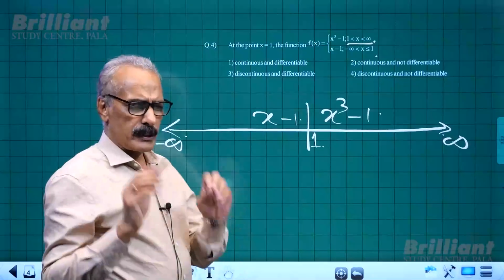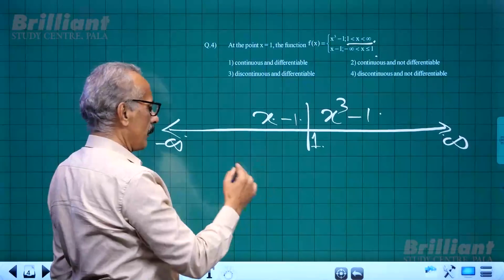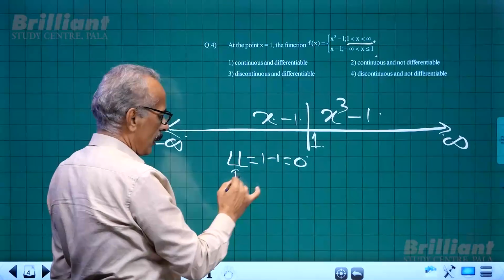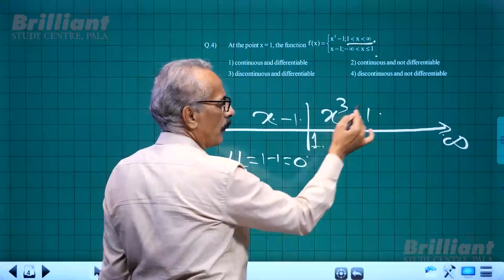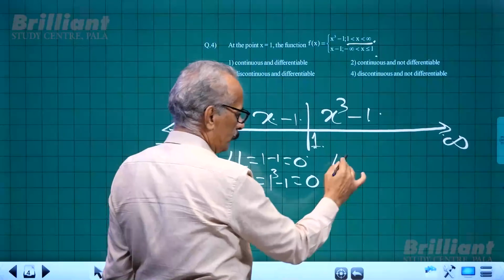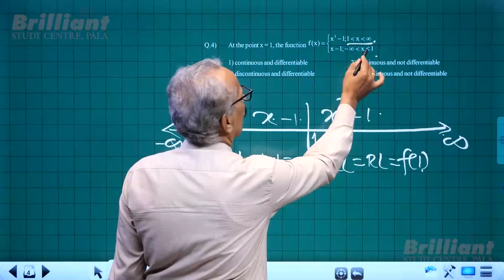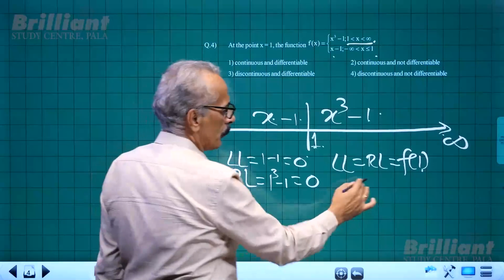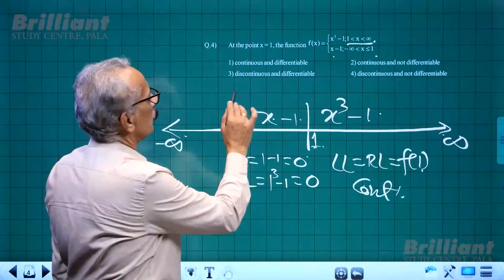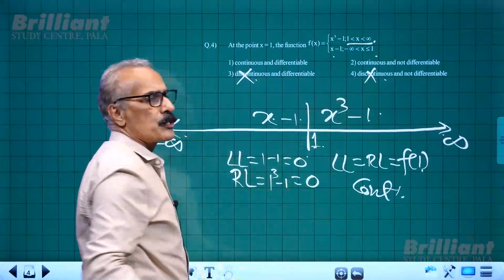Now, for that purpose, the easiest one is this. You just substitute 1 in the left side. That is called the left limit: 1 minus 1, that is 0. Right limit, you substitute x equal to 1 on the right side: 1 cube minus 1, that is 0. Left limit is equal to right limit, which is equal to f(1). 1 is included in the second one, that is 0. So it is continuous. So discontinuous is struck out, and this also is struck out. Continuous and differentiable, or continuous and not differentiable.